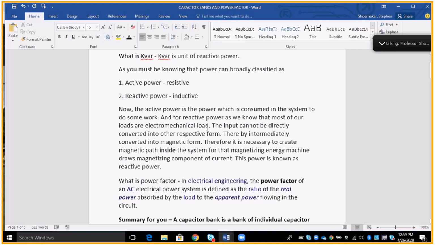The input cannot be directly converted into the respective form. Well, that's resistive; I can't take a complete circuit there, close a switch, and light the bulb. I've got to convert it first, thereby intermediately converted into magnetic form. That is the inductive side of it. Therefore, it is necessary to create a magnetic path inside the system, and the machine draws a magnetizing component of the current.